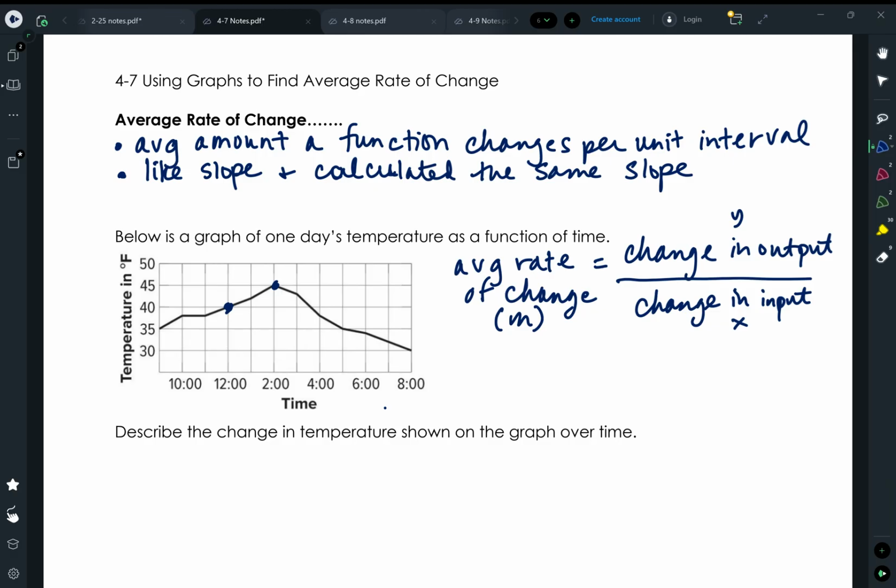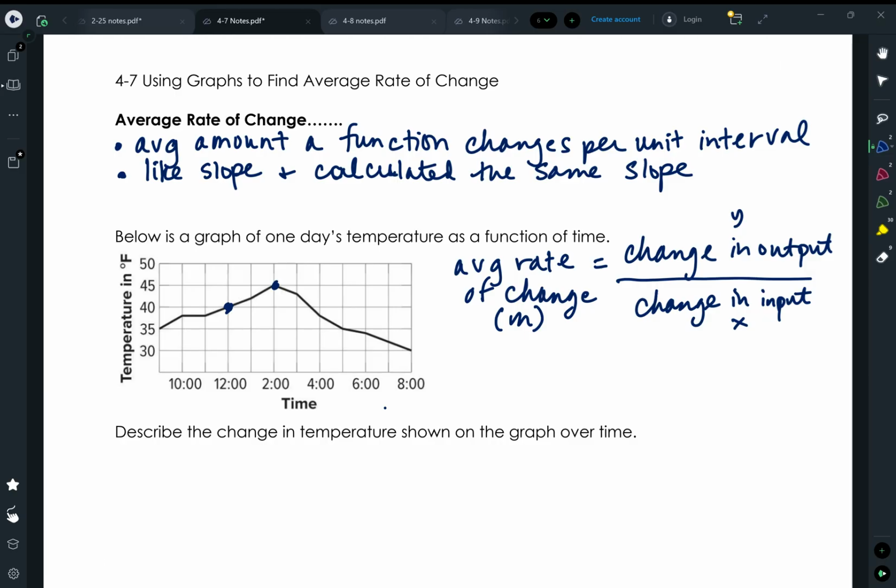Instead of talking about the graph and just saying what's the slope of the graph, we're saying what's the average rate of change of the temperature. So it's something that you would hear more in real life. In real life, people don't talk about things like slope. They talk about average rate of change. So that's why we're looking at this today.